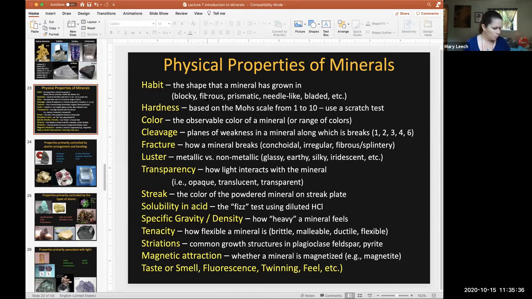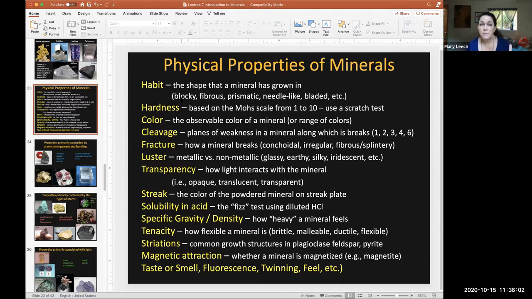It could be fibrous. You don't have any fibrous minerals, I don't think, but fibrous would be a habit. Bladed, like my kyanite. That's a bladed habit. A mineral might be needle-like too. So this is the shape that the mineral has grown in, essentially.